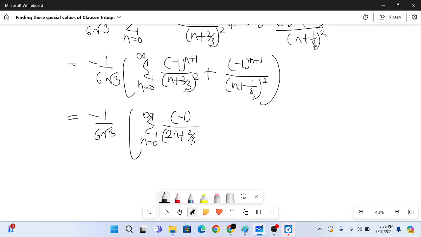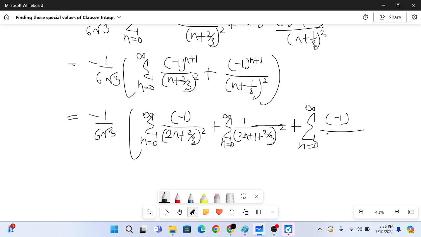And similarly for this same sum, when n is odd, it can be written as 2n plus 1. So I'm basically breaking this into all even terms and all odd terms. Same over here also: sum from n equals 0 to infinity of minus 1 by (2n plus 1 by 3) square.